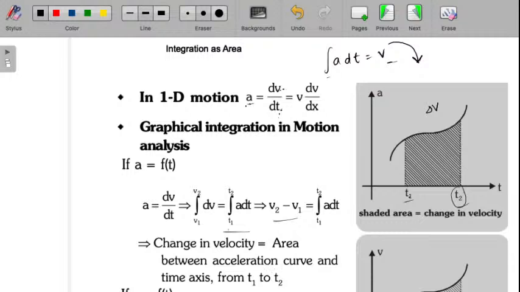At the same time, integral v dt should be my displacement, because dx by dt is v. That implies integral v dt should be equal to the displacement x. Therefore this area would correspond to x2 minus x1, which is integral v dt.